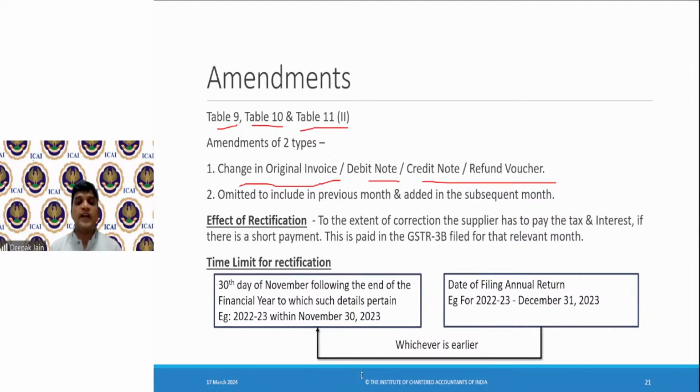Or date of filing annual return for 22-23. For every year, the annual return due date is 31st December of the subsequent year. So for 22-23, by December 31st, 2023, I have to file the annual return. Whichever is earlier, I have to file a rectification. So if I filed my annual returns in September, then after September, I cannot do the correction. But if I file my return in December, then I can do the rectification by 30th November.